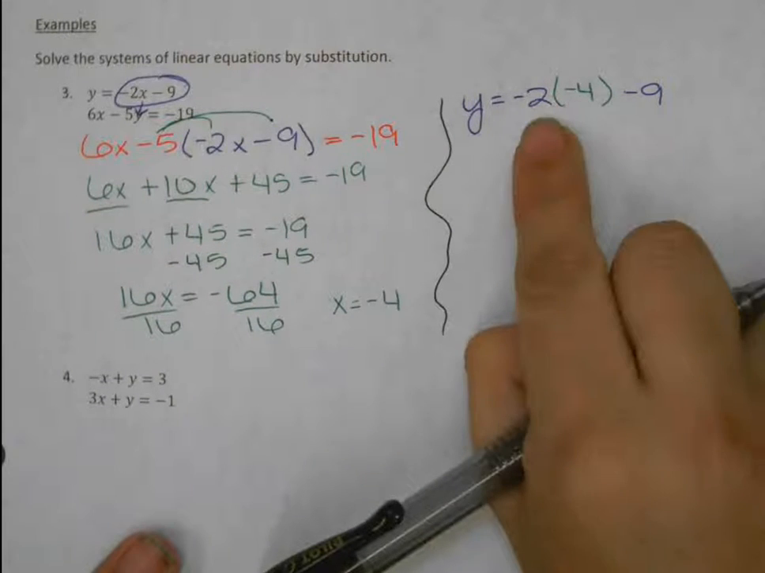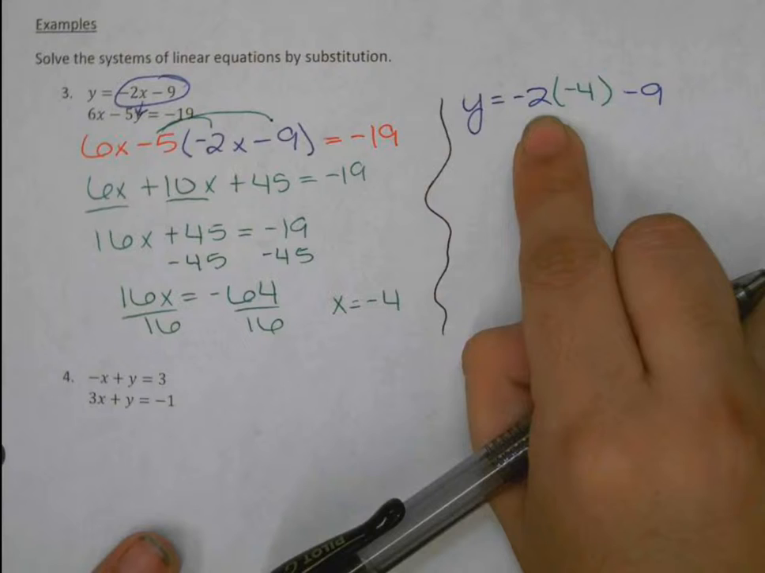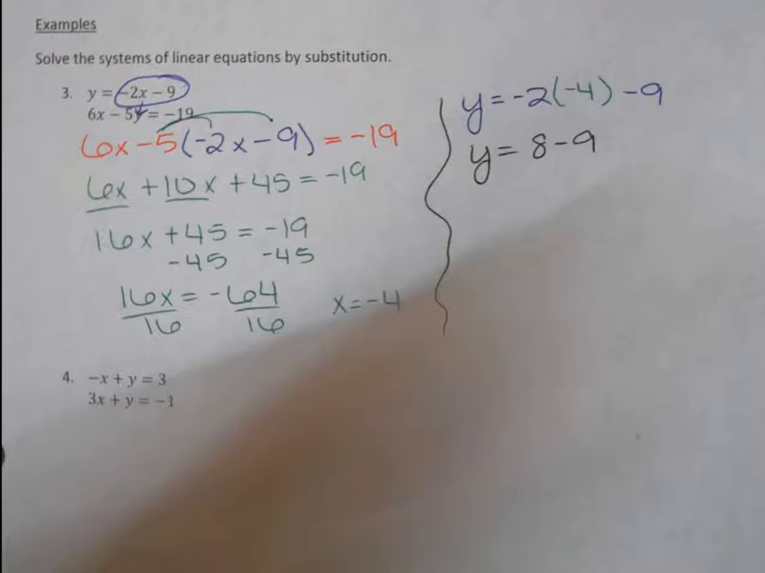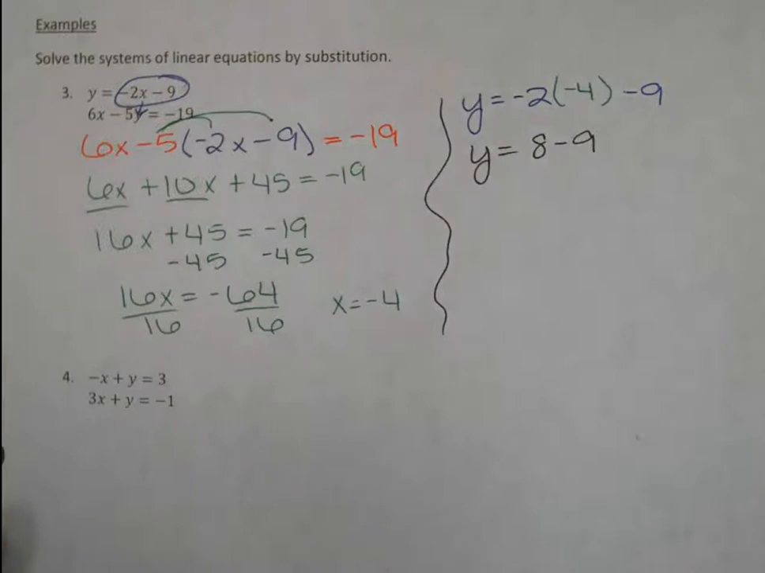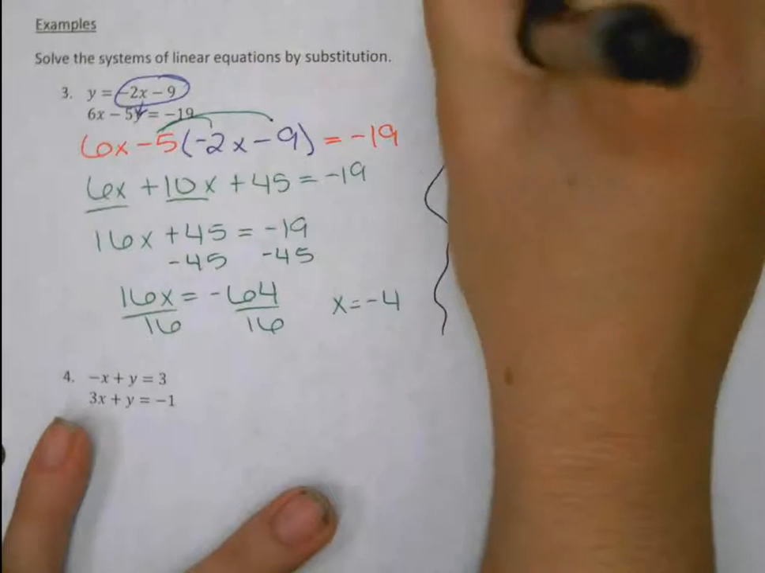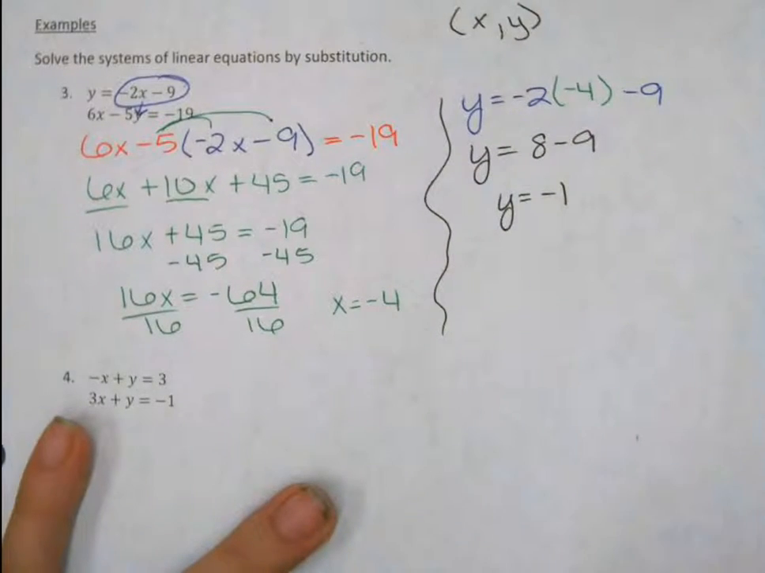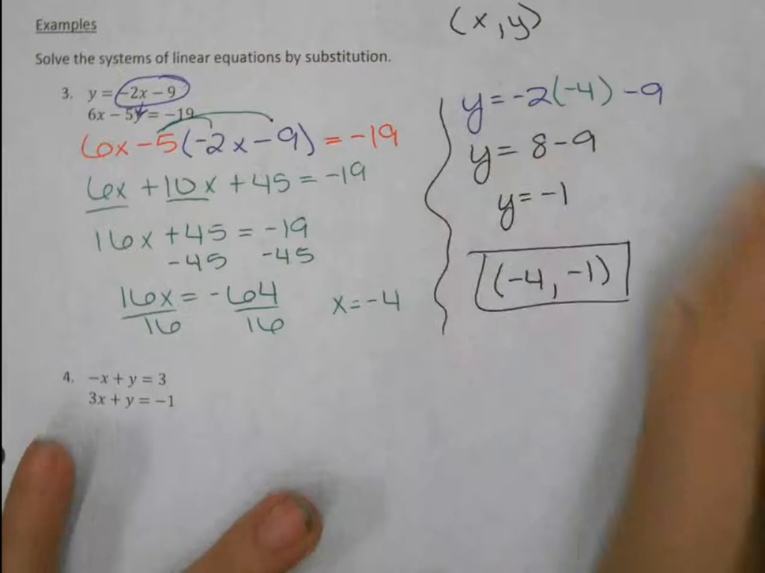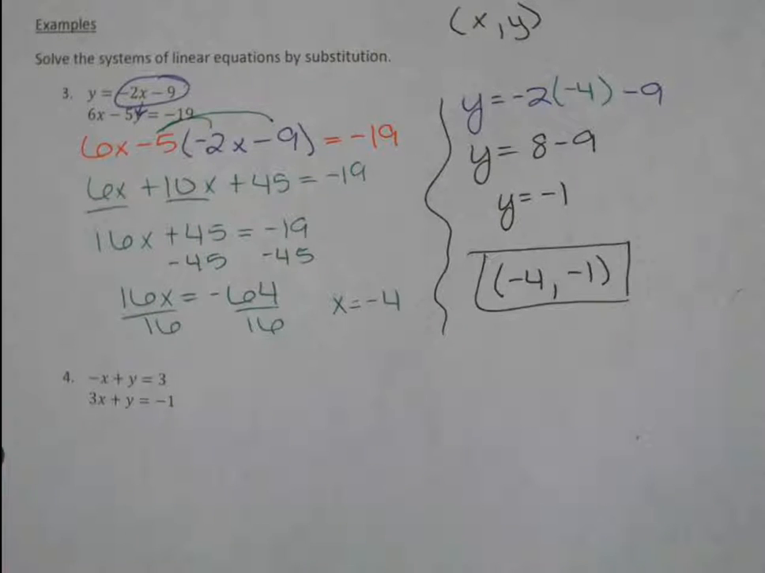Okay. So what is negative 2 times negative 4? Positive 8 minus 9. Negative 1. So then the final piece, now that I have my answer, is to write it as a coordinate point. And I always write coordinate points x, comma, y. So I'm going to write negative 4, negative 1. Questions on number 3.